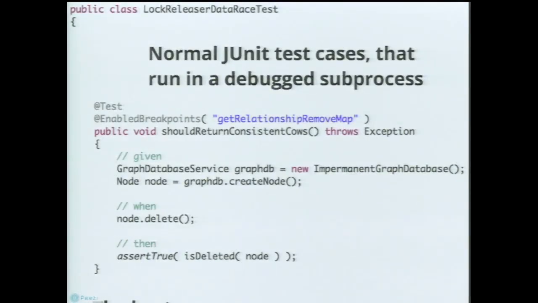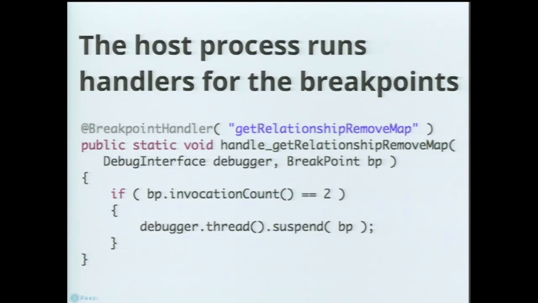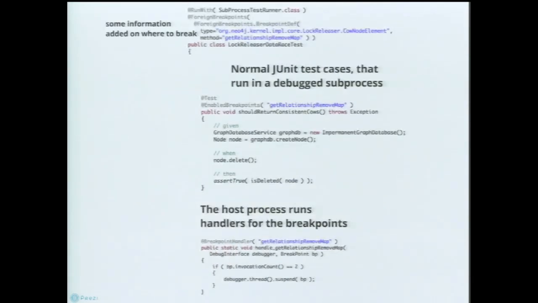It's normal JUnit test cases, but the twist is that they execute in a subprocess. So the actual test cases, these methods, execute in a subprocess that I've attached a debugger to, or that the host process is attached to an automated debugger to. And then the host process runs handlers for breakpoints in that code. So that's essentially what a test case could look like.